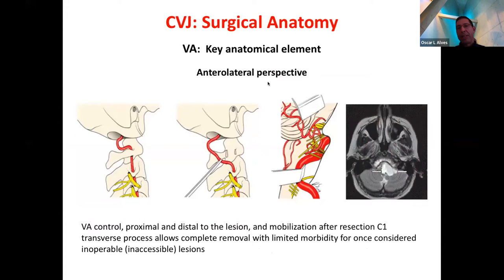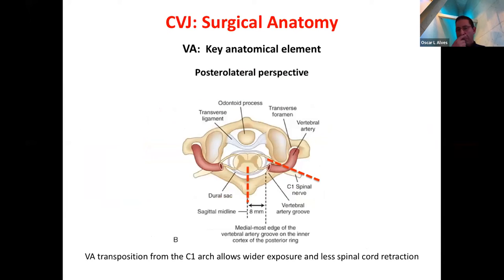And this is basically from an anterolateral perspective, where you can gain access to the lateral wall of the C0, C1, C2 region. My topic today is to focus more on the posterolateral perspective.